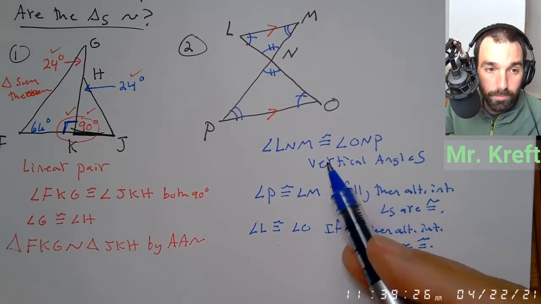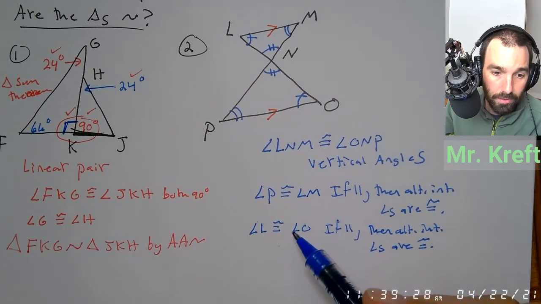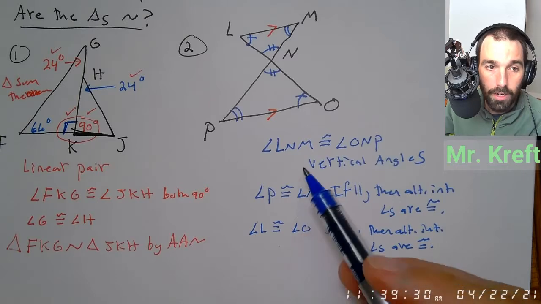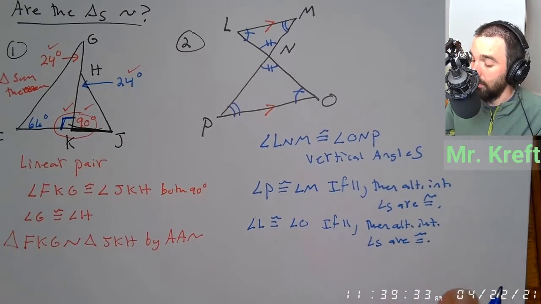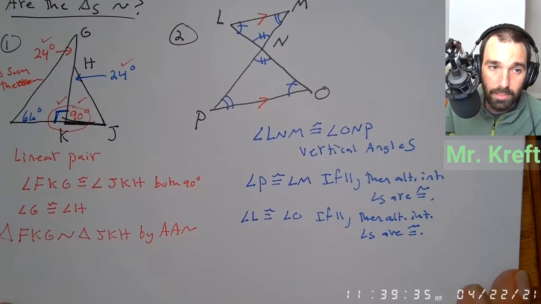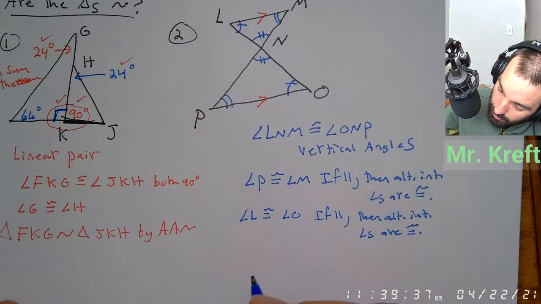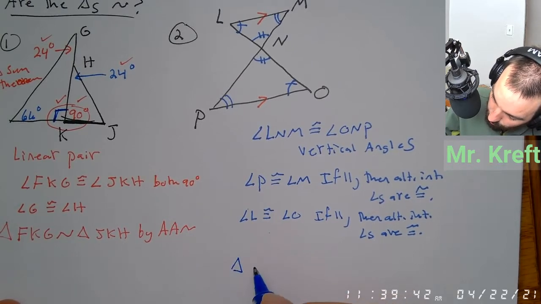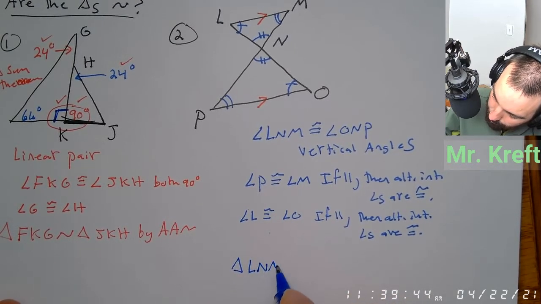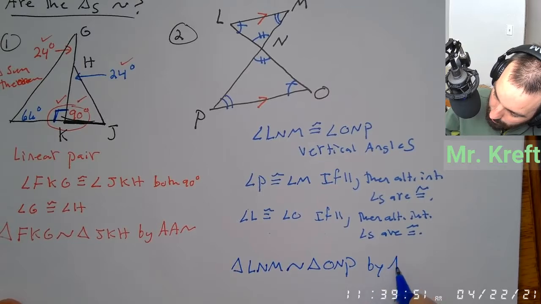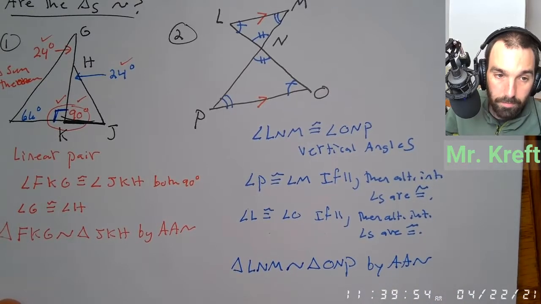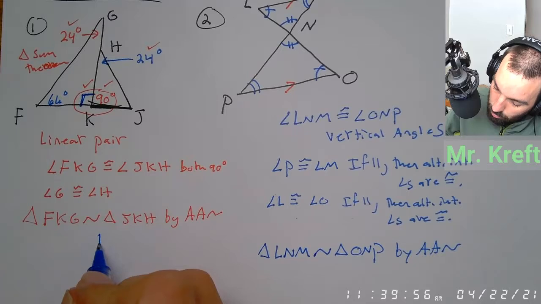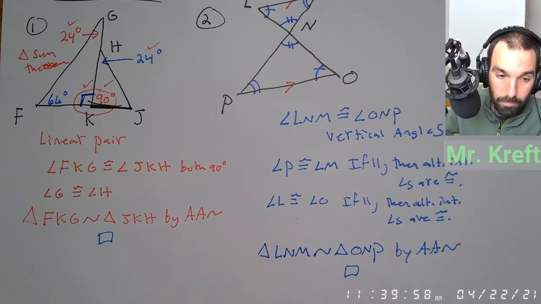Now, you don't have to do all three of these. You just have to do two of them. So again, I did more than I needed to. To say that the triangles are similar, I might say triangle LNM is similar to triangle ONP, and that's by similarity. So that's how we do both of those.